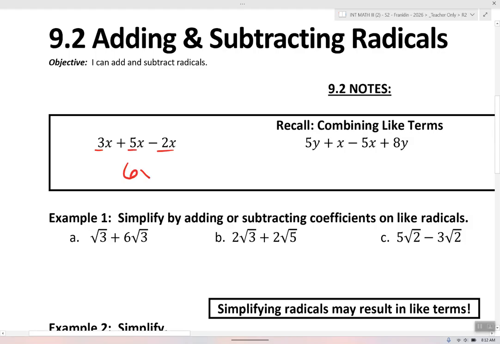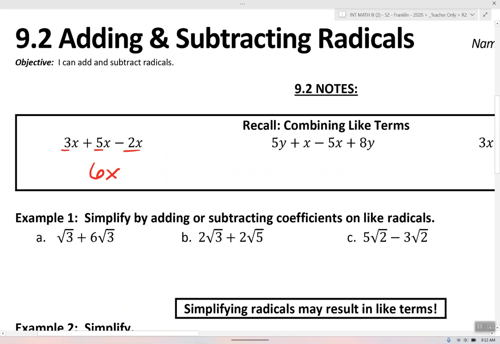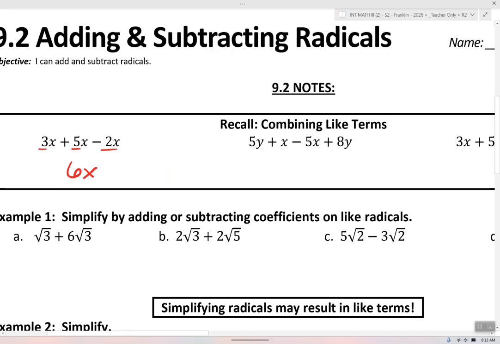which would be 6x. So the x's stay the same. We're just adding or subtracting how many x's we have. If you have multiple variables, just add or subtract the ones that are the same. So 5y goes with 8y, and that would be 13y. 1x goes with negative 5x. 1 minus 5 is negative 4x. So 13y minus 4x.